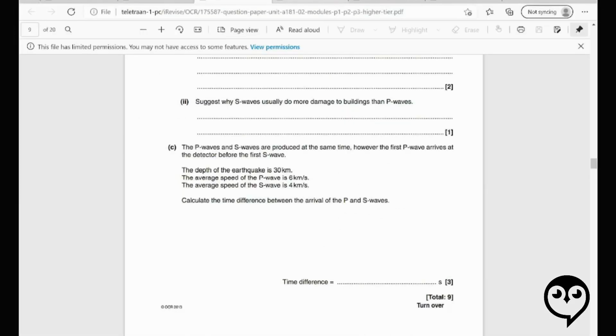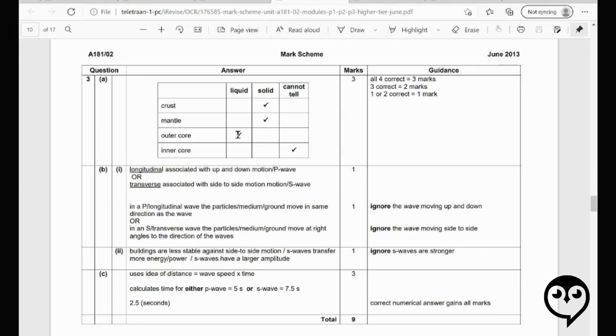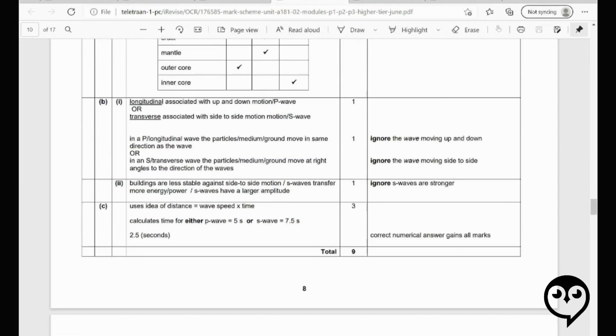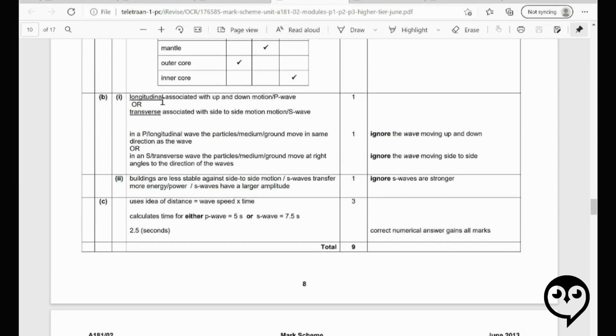Let's take a look at the mark scheme. Yeah, solid, outer core, cannot tell, apparently, whatever you've learned in your syllabus. Longitudinal move up and down, transverse moves side to side. Oh, so either one of those, 1 mark. And a longitudinal, they move parallel. Okay, so I added in the extra bit that I said at the end, and the transverse, they move at right angles to the direction.